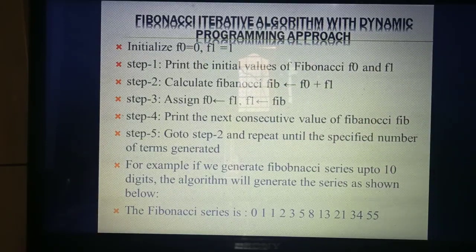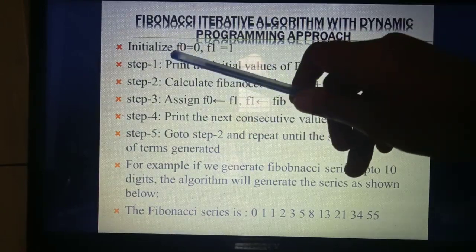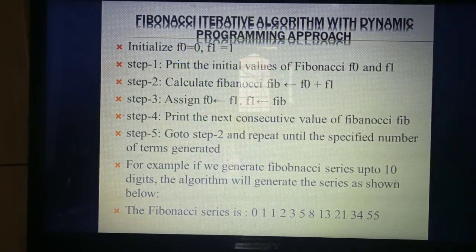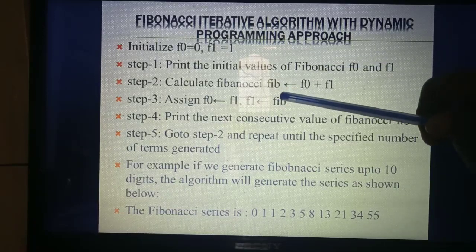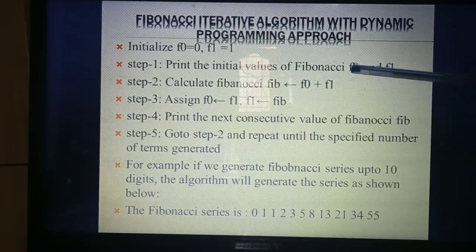Two values you initialized. Then you need to print the two values. What are the initial values to print? F0 and F1. Next you are going to calculate the Fibonacci formula. What's the meaning? The Fibonacci formula is fib equals F0 plus F1. You are going to add these two numbers.